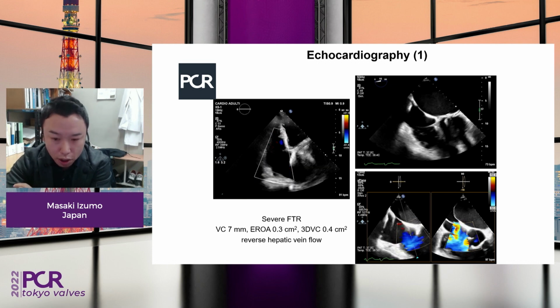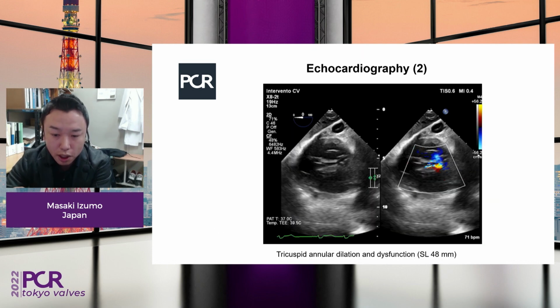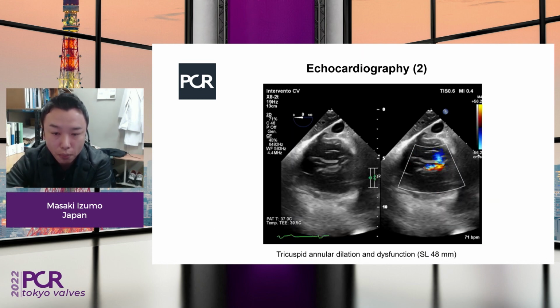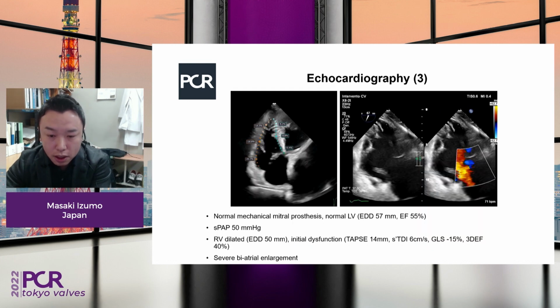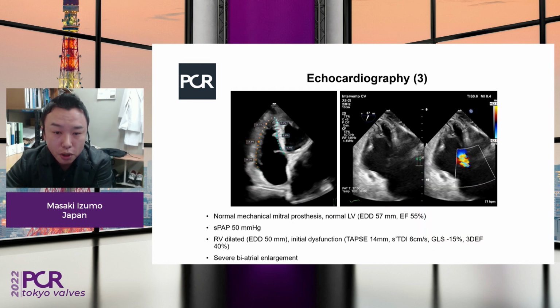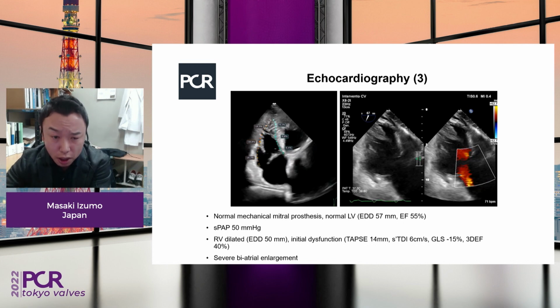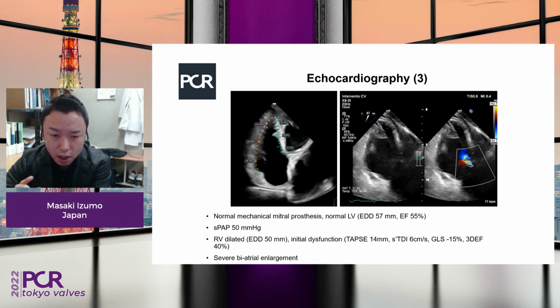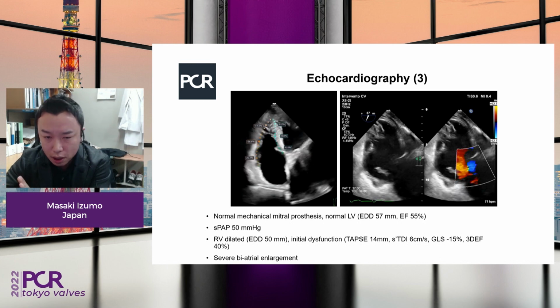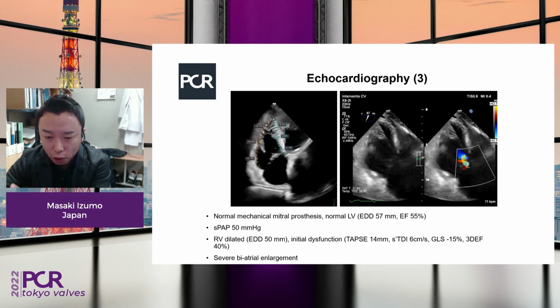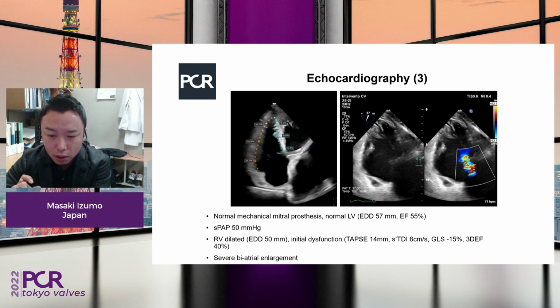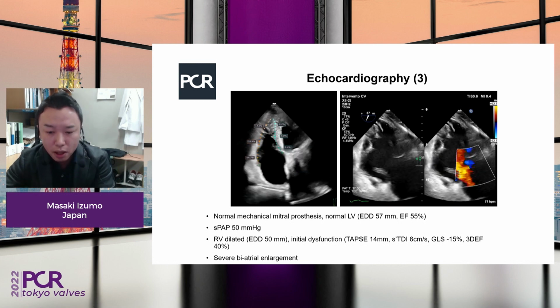Next slide, please. Okay, next slide. Okay, here, transgastric view here. Okay, thank you. Next slide. Okay. Furthermore, this case has pulmonary hypertension and mildly reduced right ventricular function. So I think this case is high risk for isolated tricuspid valve surgery. Thank you.